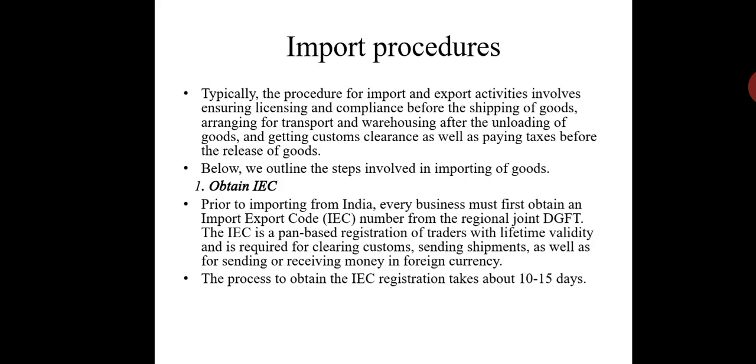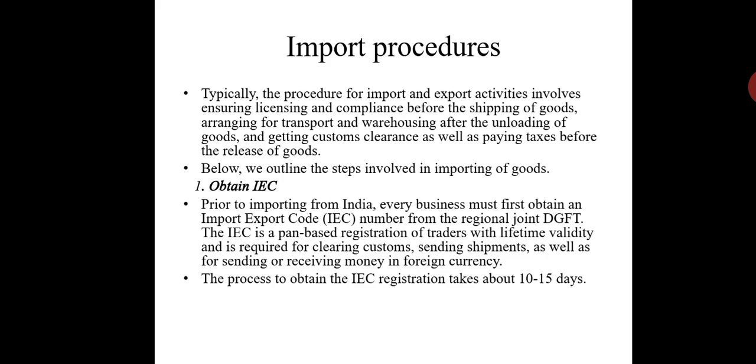How do we do import? We'll study that first. Typically, the procedure for import and export activities involves ensuring licensing and compliances before shipping of goods, arranging for transport and warehousing after the unloading of the goods, and getting customs cleared, as well as paying taxes before the release of goods. Below, we outline the steps involved in importing of goods.